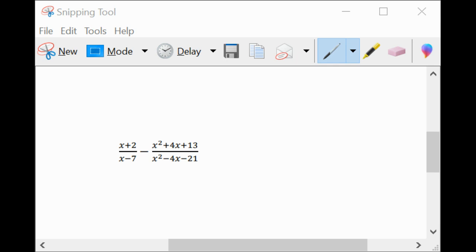5v times v is 5v squared. 5v times 10 is 50v. And the other one is 5 times v, which is 5v. And 5 times negative 3, which is negative 15. Okay, my denominator, v minus 3, v plus 6. Okay, I only see one v squared. And 50 and 5 is 55v, minus 15.